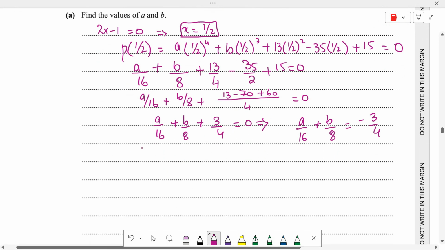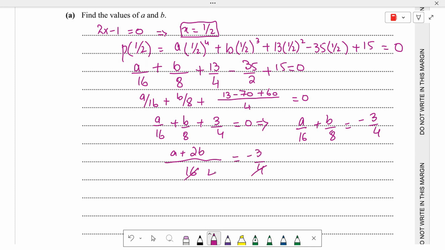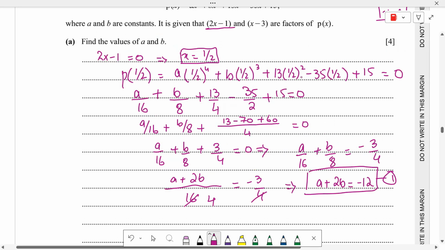We can solve it further. Taking 16 as the LCM, we have a plus 2b over 16 equals negative 3 over 4, so we will have the equation a plus 2b equals negative 12. So we have found the first equation by using the first factor.